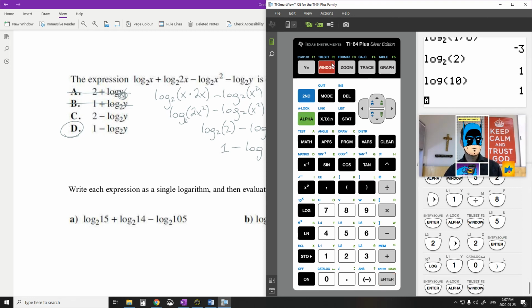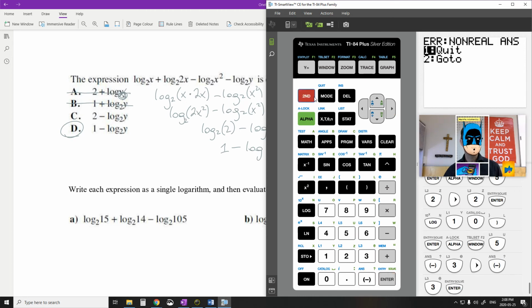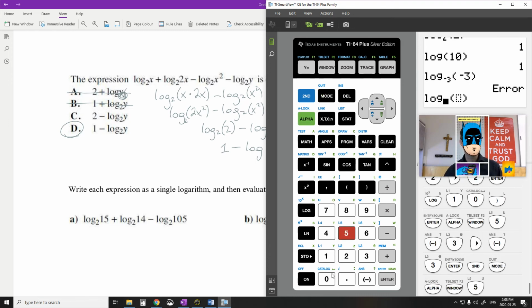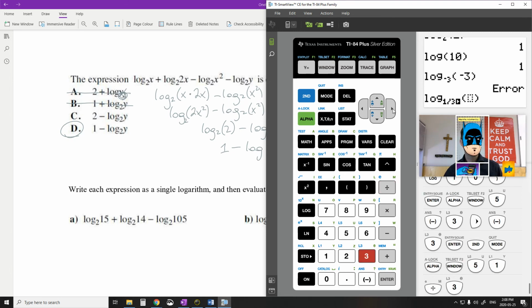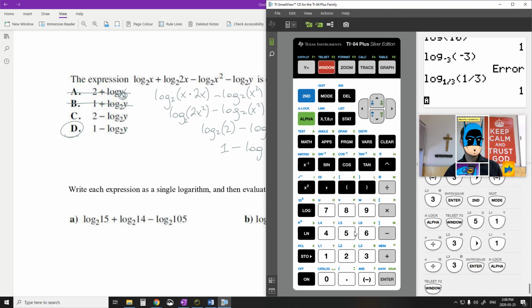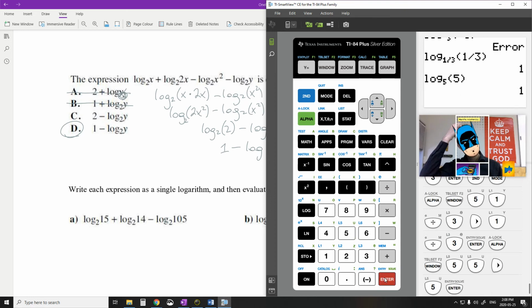So if I just make a random base here, let's say my base is -3. I don't know if that's going to actually work for us. No, it's not going to work, because you're not supposed to take logs with negative bases. So let's pick another one here. How about 1 over 3? If I put a 1 over 3 in here, yeah, I get 1. Okay, let's do one more. Let's put a 5 in there. Cool, seems to work out.